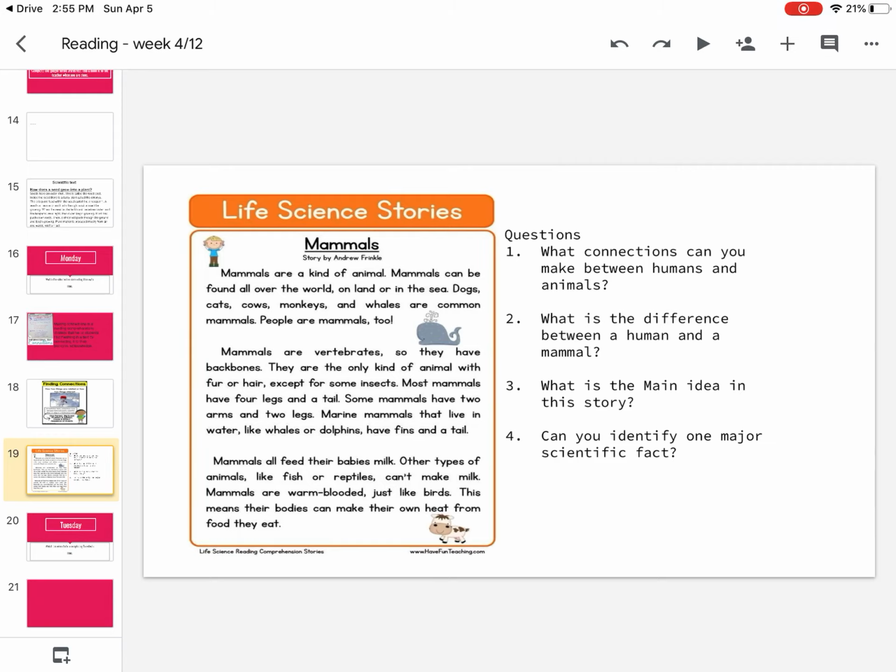So question number 1. What connections can you make between humans and animals? So what is the same that humans have and what animals have? 2. What is the difference between a human and mammal? So what does humans not have that mammals have? Number 3. What is the main idea in the story? So what is this story mainly about? Number 4. Can you identify one major scientific fact? So what is the main fact about mammals?